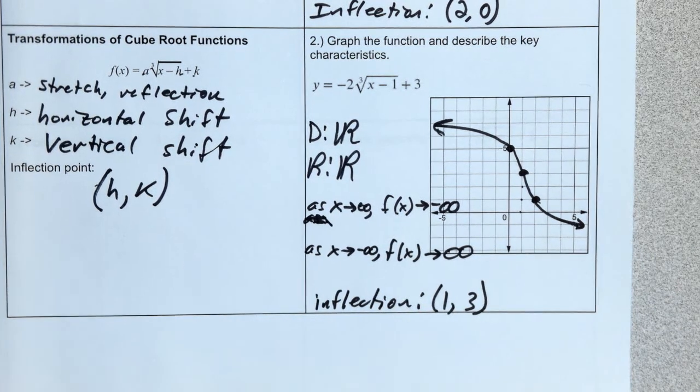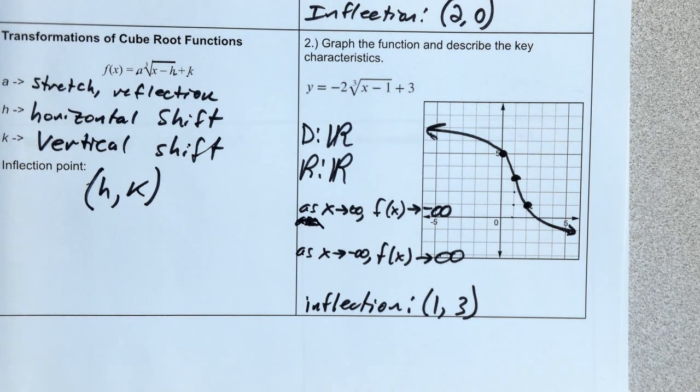Sorry I didn't leave you much space. But that's really it for section 5, graphing cube root functions. When it asks for the key characteristics, that's what I'm looking for. I'm looking for domain, range, end behavior, and inflection point. If it specifically asks for something else, then add it in. But if it just says key characteristics, that's what I'm looking for. And that pretty much wraps up all of section 5.